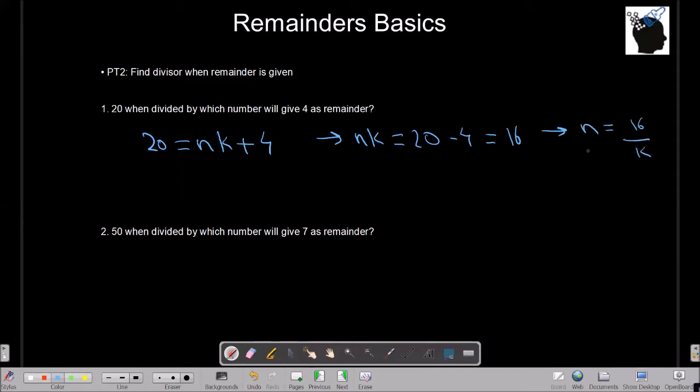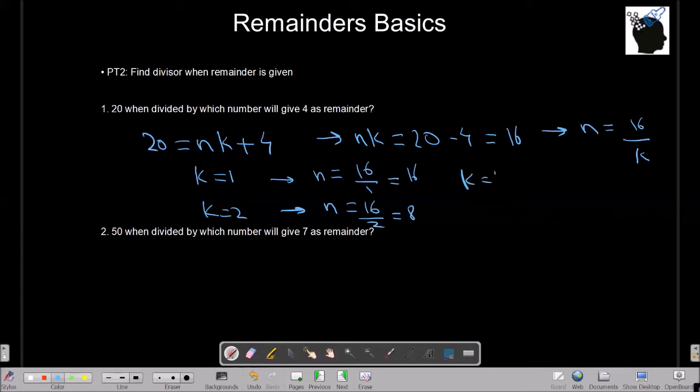Now we need to find possible values of n. So let's start by substituting values of k. If I put k is equal to 1, I will get n is equal to 16 by 1 or nothing but 16. If I put k is equal to 2, I will get n is equal to 16 by 2 or nothing but 8. Now I cannot put k is equal to 3 because 16 doesn't go by 3. So let's try with k is equal to 4. That gives us n is equal to 16 by 4 or nothing but 4.